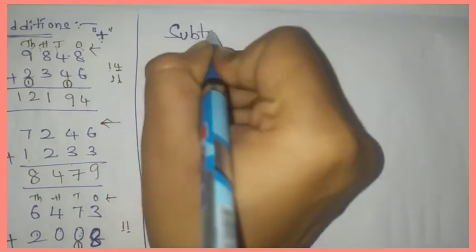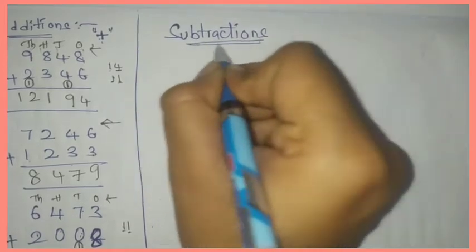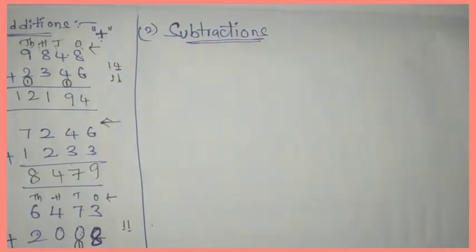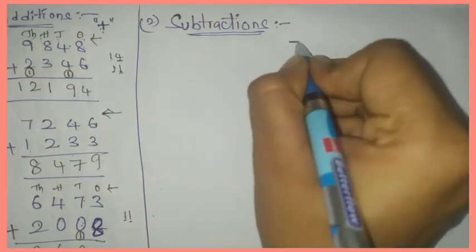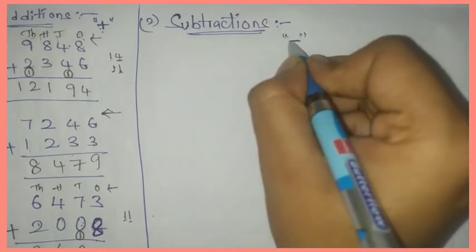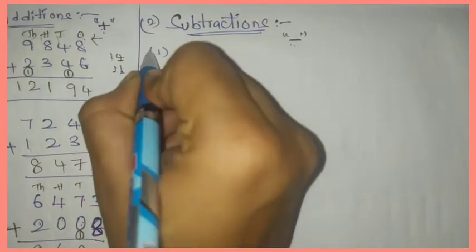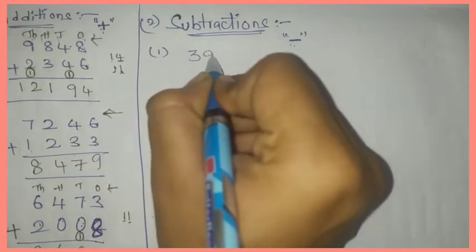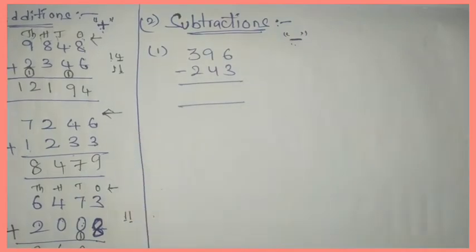Next, subtractions. Already you have learned this in 3rd class. Now subtractions. This is the symbol of subtraction. We call it minus. For example, 396 minus 243 is there.